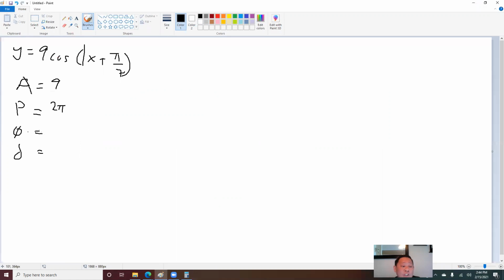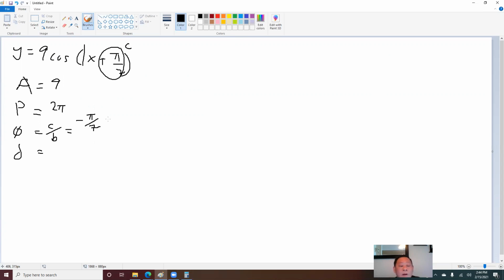Phase shift is C over B. That's the formula. C over B. And what is C in this case? There is no C, so I'm assuming 1. We have a C. No, this is your C. Okay. Pi over 7. It's going to be negative pi over 7.